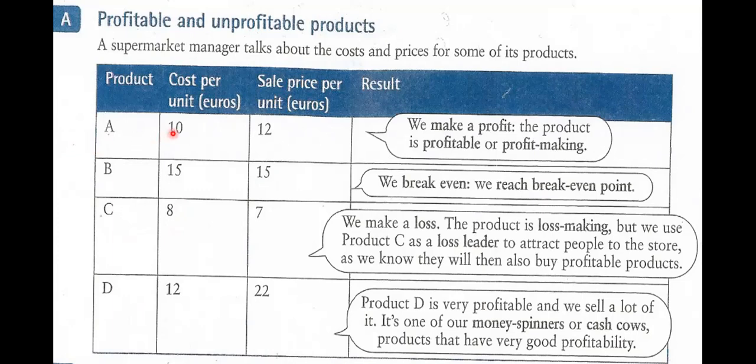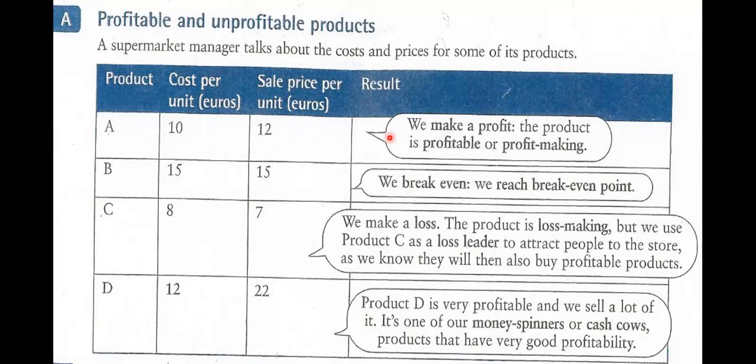Let's talk about product A. It costs 10, and they sell the product at 12. What happened here? What does it say here? Emily. We make a profit, the product is profitable or profit making. Thank you very much. They are making profit. How much profit? Just curious. 2 euros. Very good. 2 euros, right? Because 12 is the selling price and 10 is the cost. So 2 is the difference. That's a profitable product. Thank you very much.